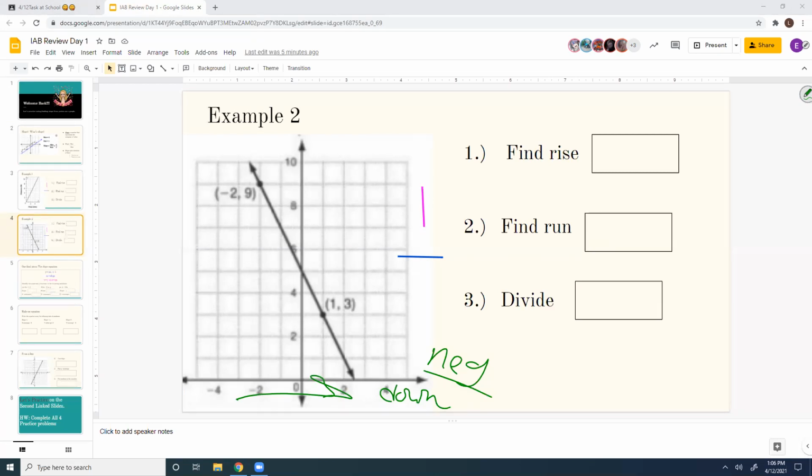Calculate what's your rise, what's your run, and then figure out what your slope is. Do not get tricked. This one is a little bit of a trickster. Take a minute and a half right now to find your rise and your run, and then write that slope as a fraction.